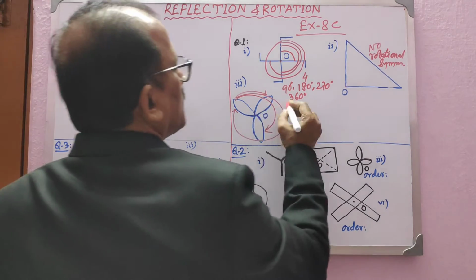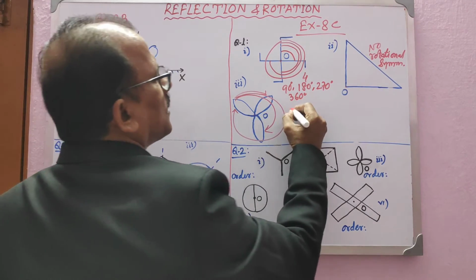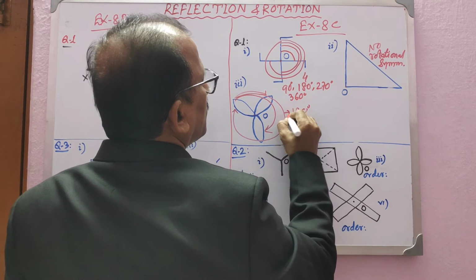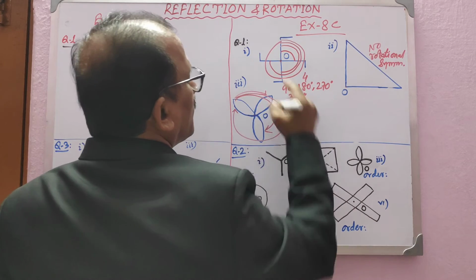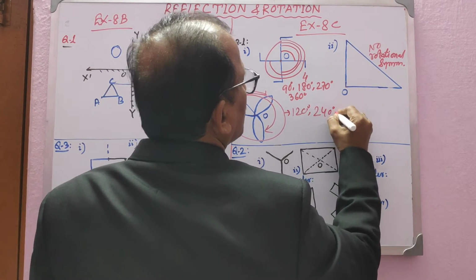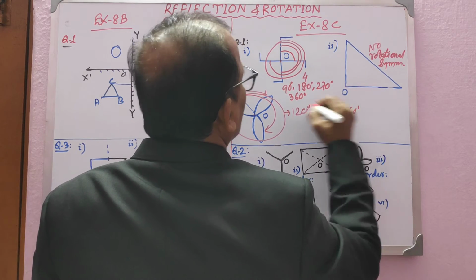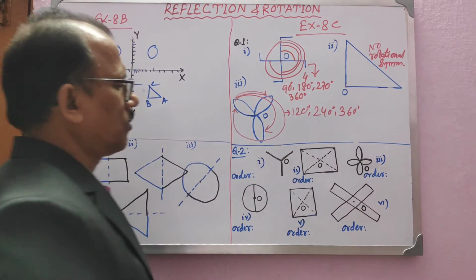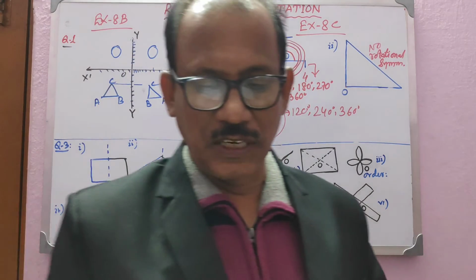What are the angles? See, 360 divided by 3, first of all, it will be 120 degrees for this figure. Then 240 degrees, and then 360 degrees, isn't it? And in this case, it will become order 4. You understand? That way, rotational symmetry comes.